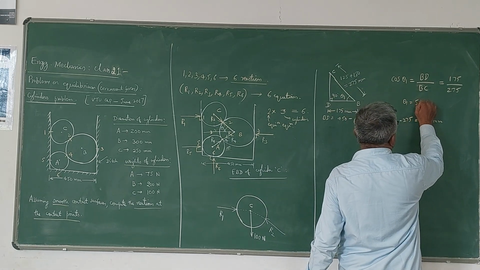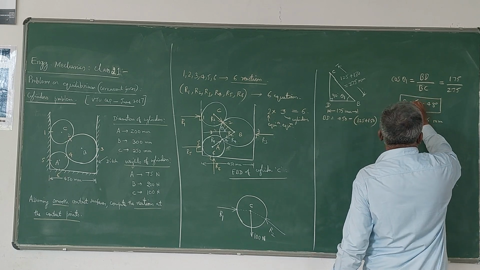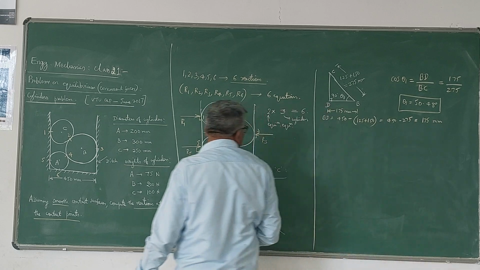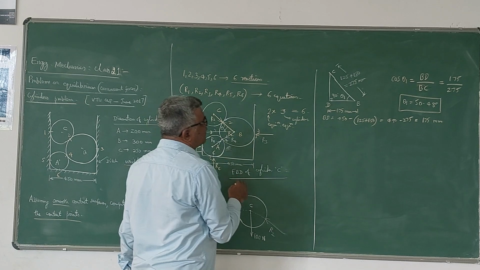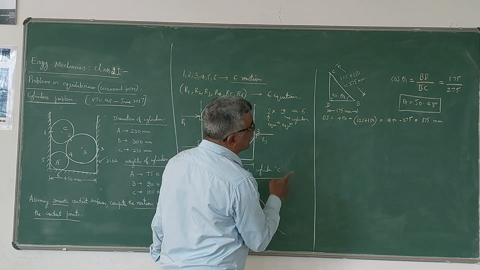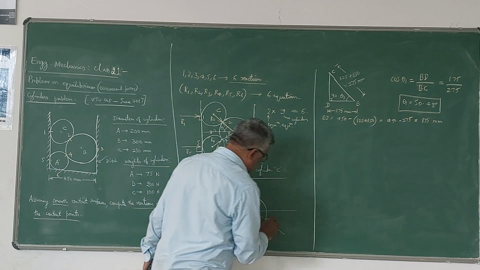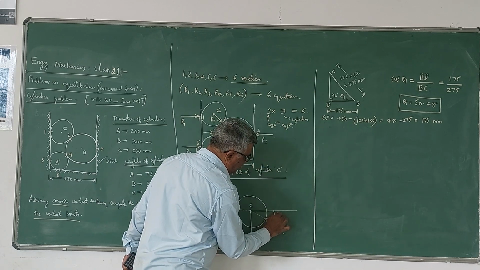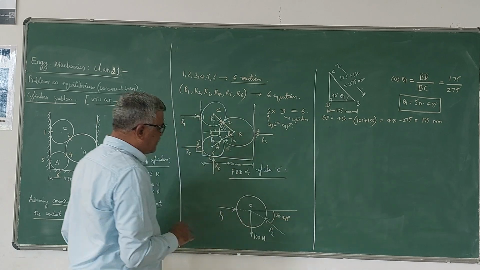50.48 degrees. So the angle is known, so this angle you can use here. Now, R2 is making an angle of 50.48 degrees with the horizontal. So if you draw like this, this angle will be 50.48 degrees. Please note that is very important.